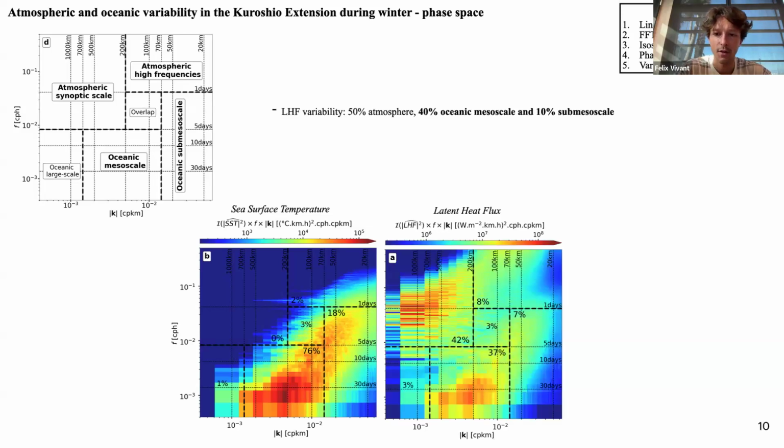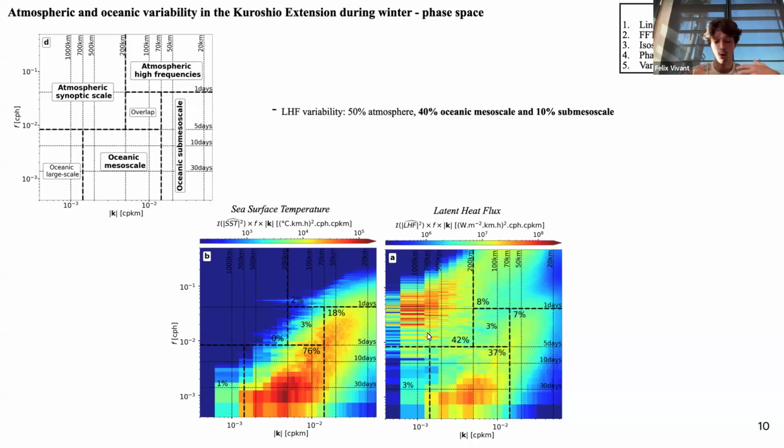If we look at latent heat flux, we can clearly see the imprint of the ocean on moisture fluxes at the surface. It corresponds to 50% of its variability: approximately 40% to the oceanic mesoscale and 10% to the submesoscale. The other 50% corresponds to the atmosphere, so at higher frequency, and most of it is attributed to the synoptic scale. And this is consistent with the movie.